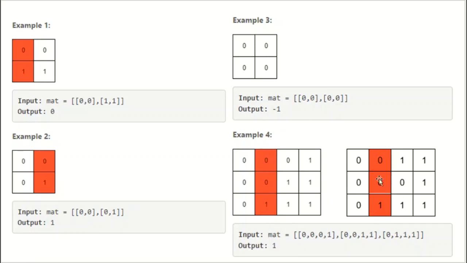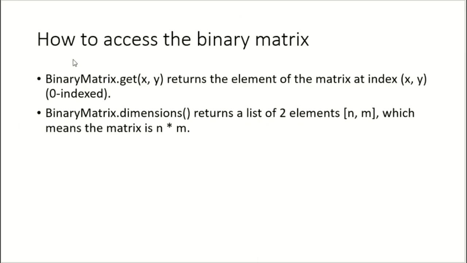And just so you know, this matrix is also a sorted input. We're given these 2 arguments to access the binary matrix. We can use the get function, which returns the element at this index x, y. And we're also given the dimensions, which show that the matrix is n by m.